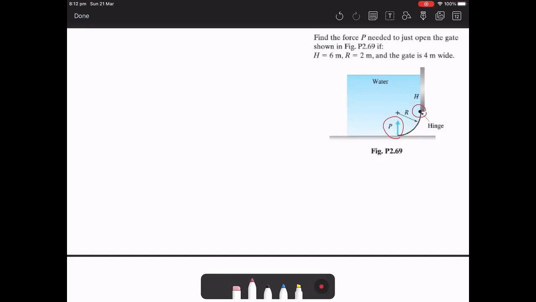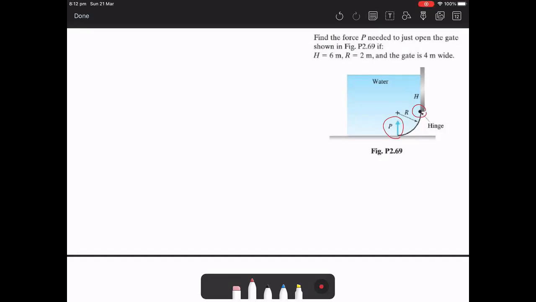So in this example, we need to calculate the forces acting on the gate. This is the curved gate. The forces acting on the gate are the force P, the force at the hinge, and also the force due to the pressure. The most important thing we need to find is the force due to the pressure.